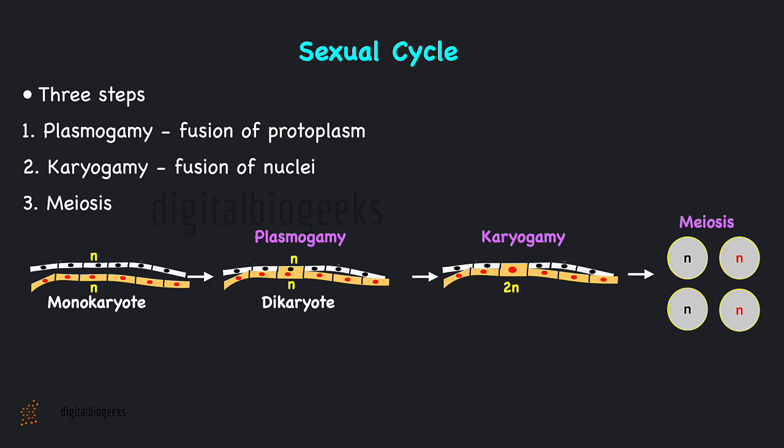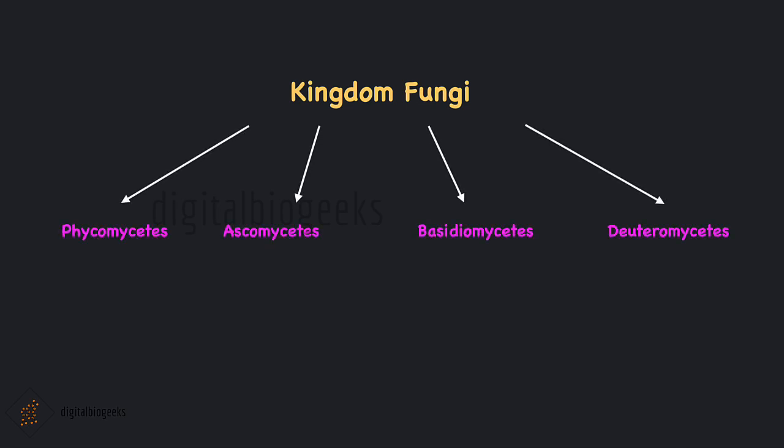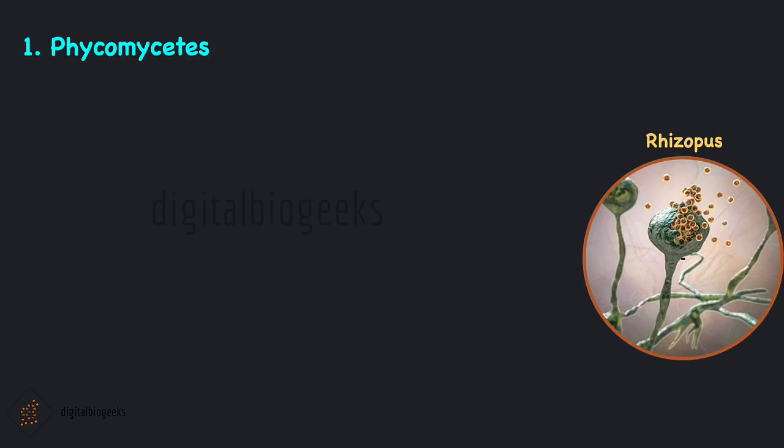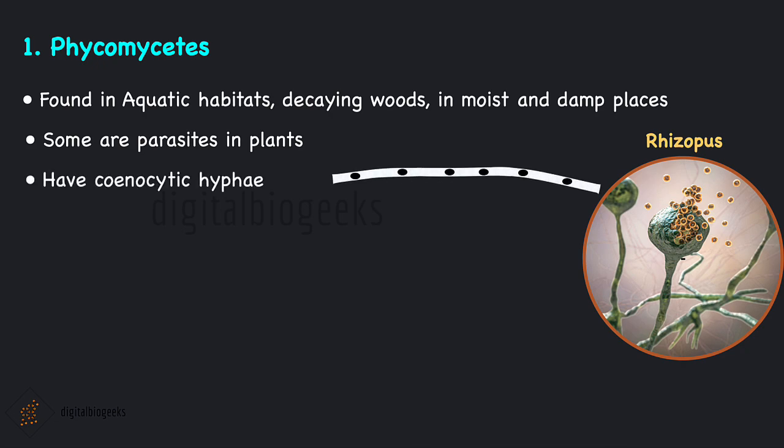Based on the morphology of the mycelium and the mode of spore formation, the fungi kingdom is divided into 4 classes: Phycomycetes, Ascomycetes, Basidiomycetes, and Deuteromycetes. Example of Phycomycetes is Rhizopus. They are found in aquatic habitats, decaying woods, in moist and damp places, or as parasites in plants. They have an aseptate mycelium, meaning there are no walls in between the nuclei of the hyphae and they are not divided into septa. The aseptate hyphae is also called coenocytic hyphae.